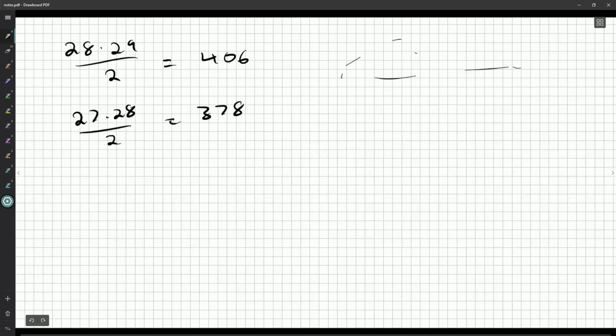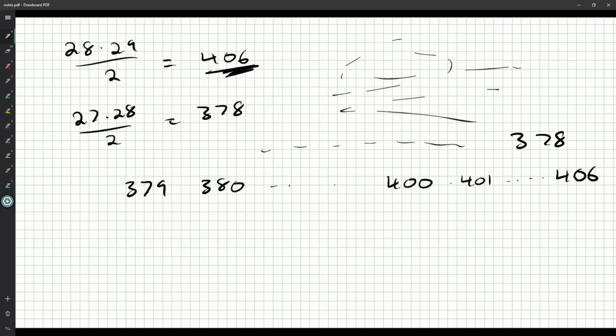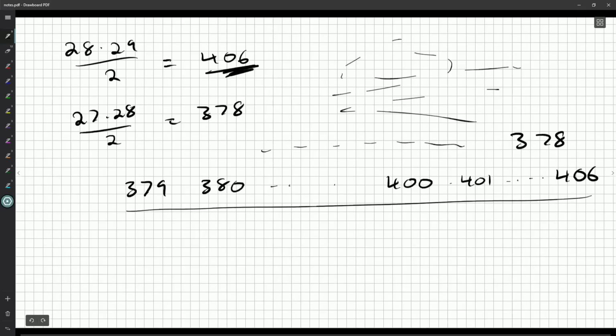Our triangle keeps going down, down, and down. The previous row ends with 378. Then our row would start with 379, 380. At some point you'd have 400, and then 401, 402, and this row would end with the 28th triangular number, 406. Okay? So that's what we've got. We're in the 28th row, and this is what it looks like. All the numbers from 379 to 406.